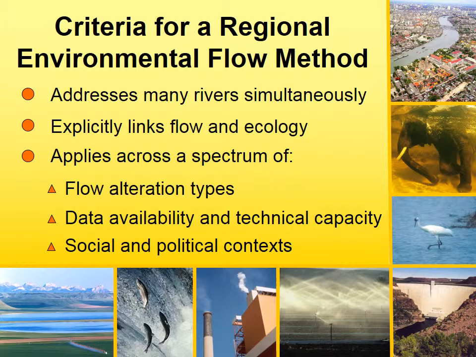So what does a regional environmental flow method need to be able to do? What does it need to have in terms of criteria? It obviously has to address many rivers simultaneously. We're trying to scale up from individual rivers. It has to be able to address many rivers of different kinds at the same time. It has to explicitly link flow and ecology in much the same way as a site-level environmental flow method might have to do. And it needs to obviously be applicable across a spectrum of flow types, flow alteration types, a range of contexts in terms of the availability of data and technical capacity, and of course a breadth of social and political contexts. So quite a tall order in terms of what we would need an approach at this scale to be able to handle.